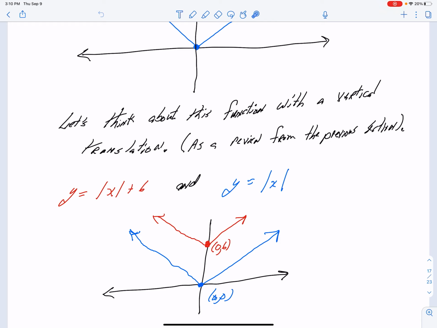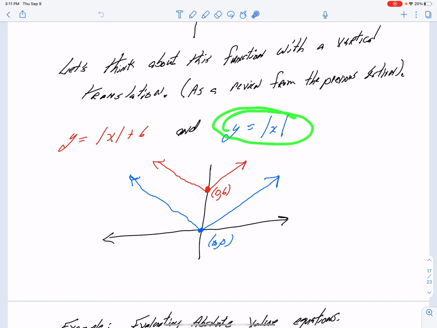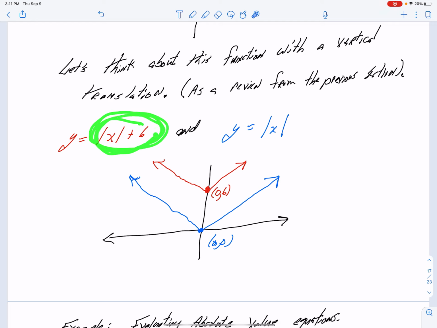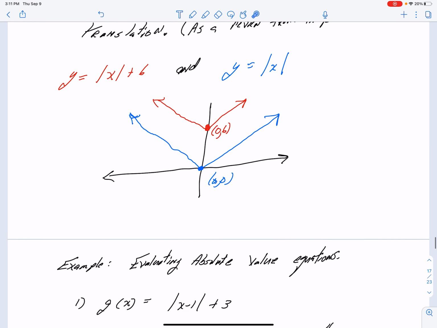Now let's think about this function with a vertical translation. Kind of a review from the previous section. So we know what our function y is equal to the absolute value of x looks like. We just did that above. And it looks like that. So what about this new function, y is equal to the absolute value of x plus 6? What would that do? Well, you recall, all it would do is take this graph here and move it up 6 spaces. And that's just a little review of vertical translations.